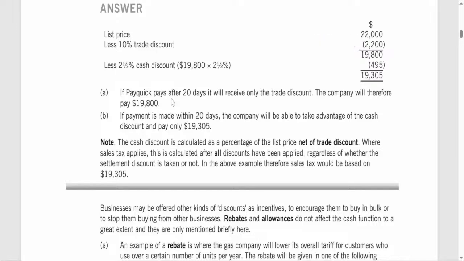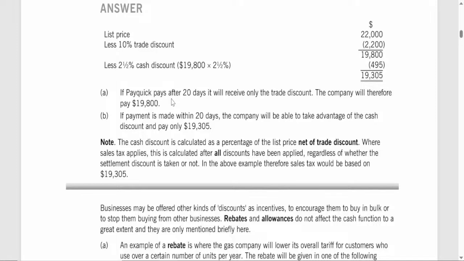Step 2. Subtract the trade discount from the list price to get the price after trade discount. Price after trade discount equals list price minus trade discount equals $22,000 minus $2,200 equals $19,800. At this point, after applying the trade discount only, the amount PayQuick would need to pay is $19,800.